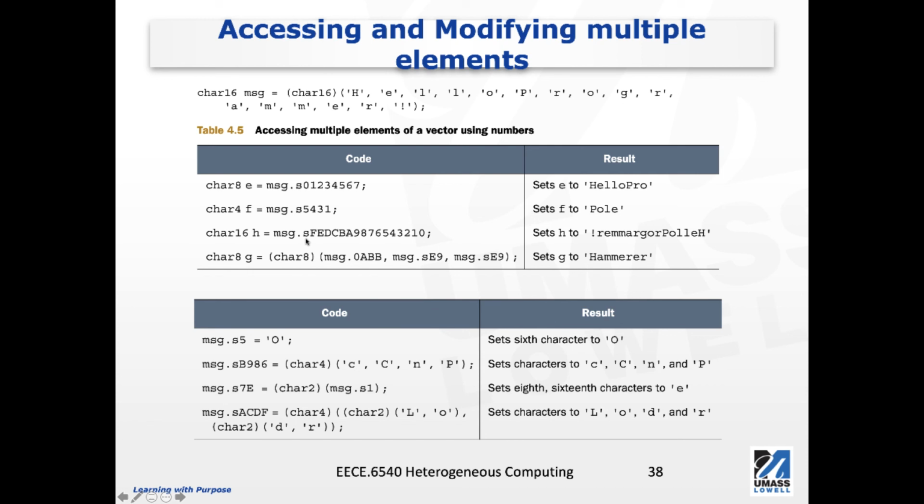This next example is similar, although here we're trying to get all the elements in the reverse order. So we're using here msg.sfedcba9876543210. So we're going to get all the elements out, but in the reverse order. The next statement gets some elements out of the message vector, and you can see that we're using a different sequence, a different order, and then we use these smaller vectors as a way to initialize a longer vector G.